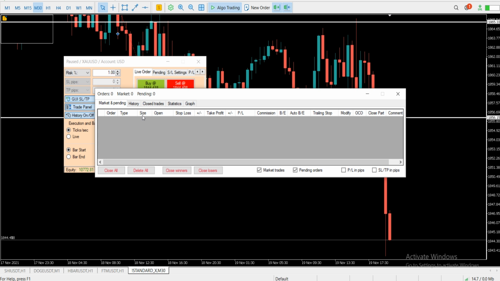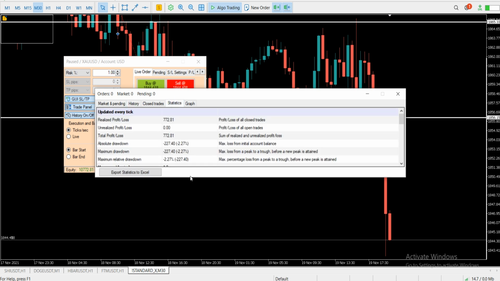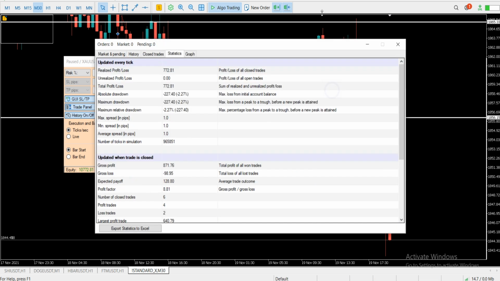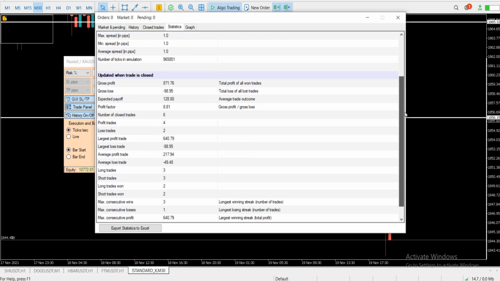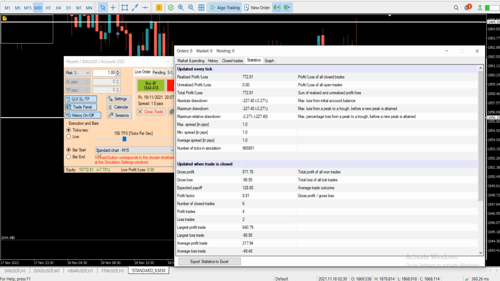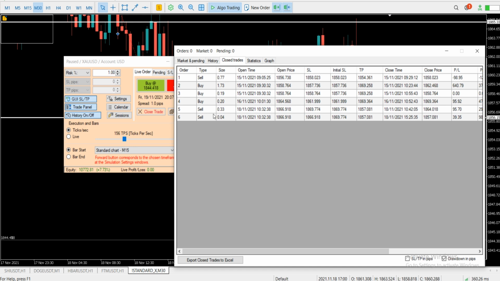Let's see the stats. I took 7 trades. Statistics, we can check these statistics from this. And I took 6 trades, 4 were winners, 2 were losses. Made overall 7% gain. How much gain did I make? 7.73% gains. Let's see the graph. Yeah, it was amazing. Close trades.